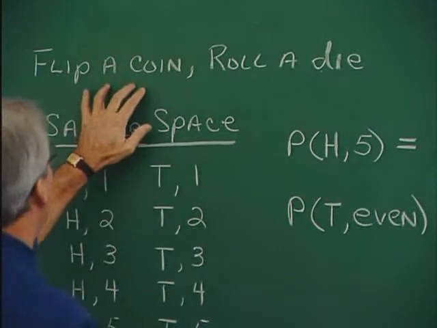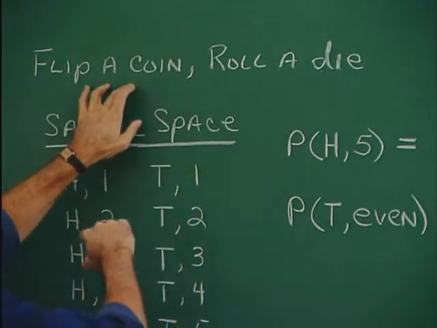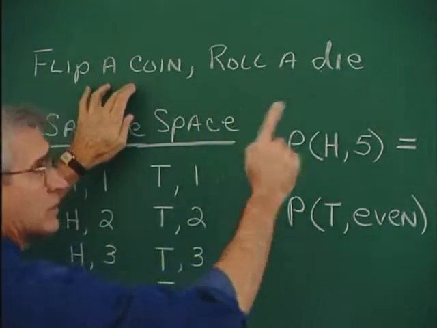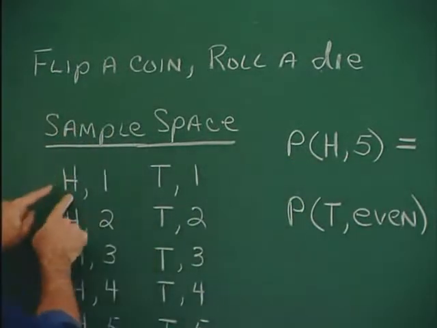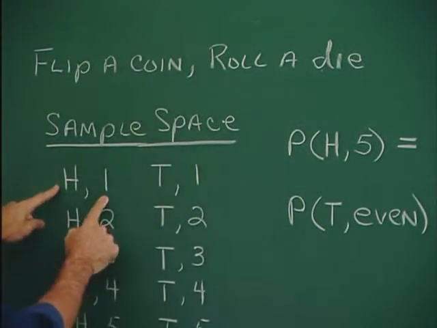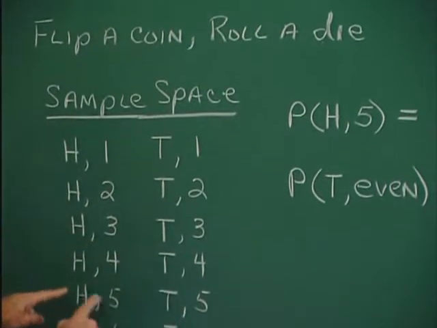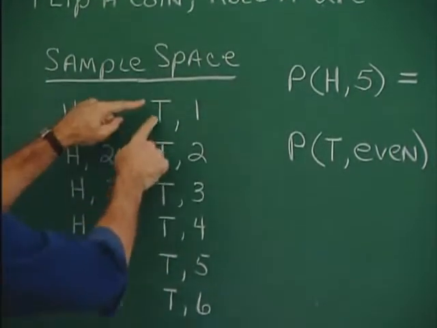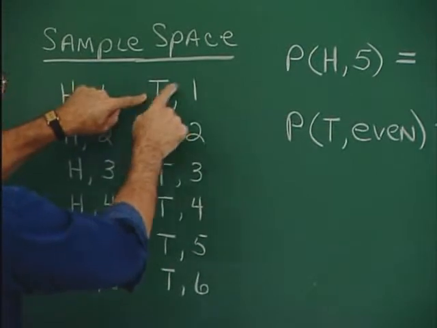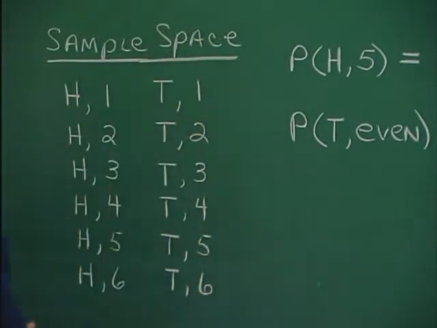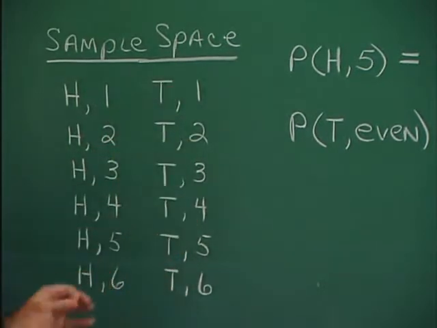Well, flipping a coin, we know it can be either heads or tails, and rolling a die can be 1 through 6. So we could have heads associated with a 1 on the die, or a head associated with 2, head associated with 3, 4, 5, or 6. The tail could be associated with each of the items on the die as well. So we have 12 possible outcomes here.